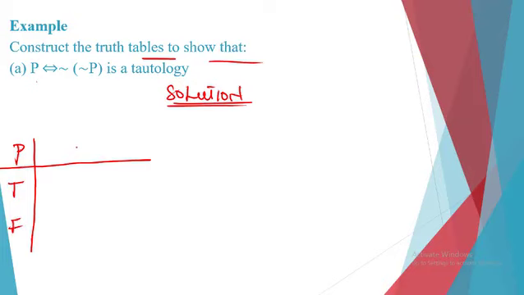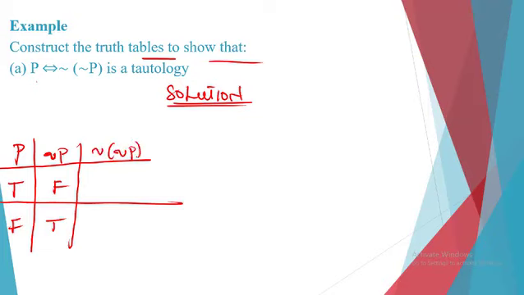And false. Is that correct? Then we have the negation of P. For negation of P, T will become false, and false will become true. That's what negation is. Is that correct? Then we'll now draw the negation of negation P. The negation of negation P. So, let us start.